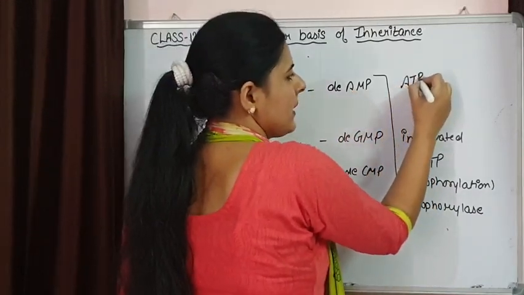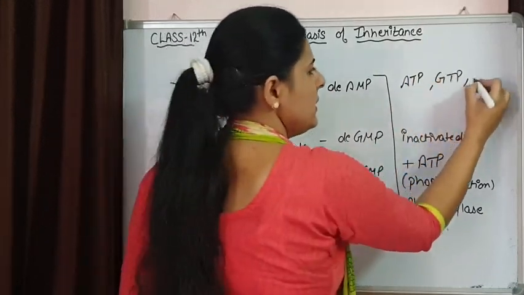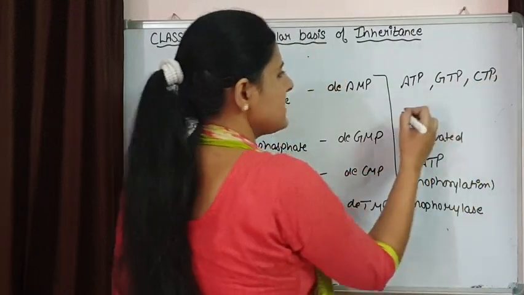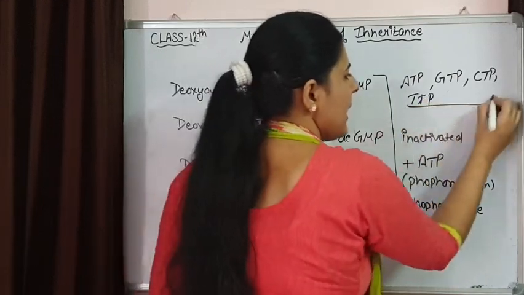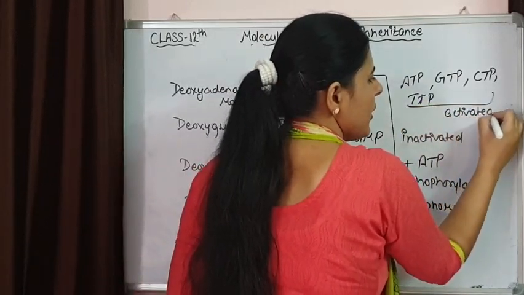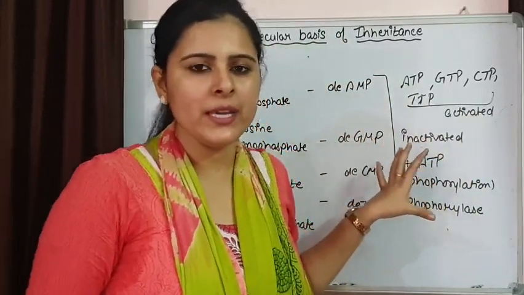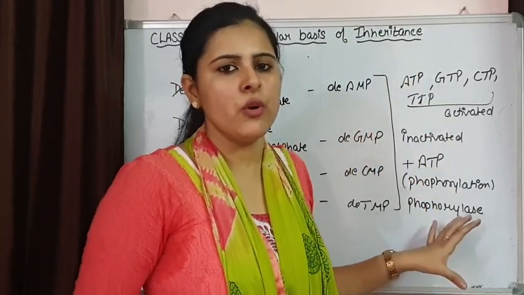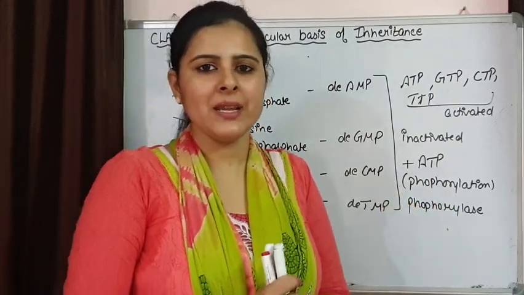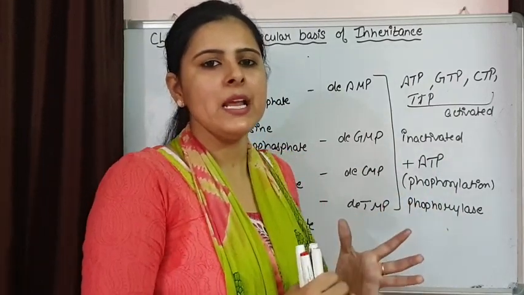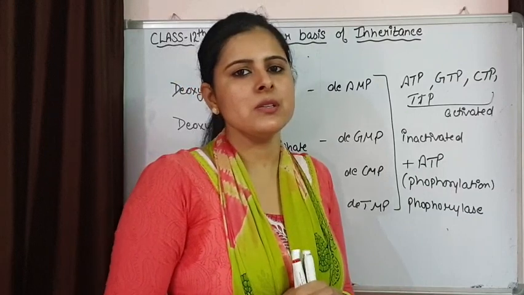And because of this reaction, phosphates from this ATP are going to combine with these, and they are going to form adenosine triphosphate, guanosine triphosphate, cytidine triphosphate, and thymidine triphosphate. And these are the activated forms which can now easily be involved in the process of hydrogen bonding, and they will be involved in the formation of new DNA strands. So this is how DNA replication is taking place. Next time we will discuss in detail which different types of enzymes are involved in DNA replication and how the process is taking place.